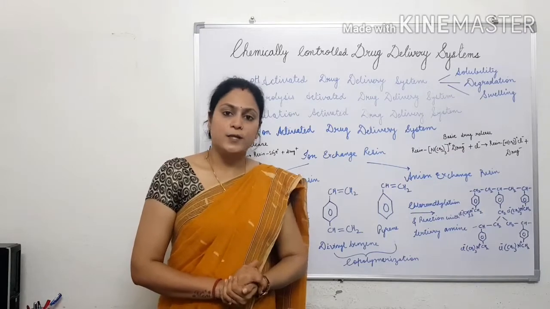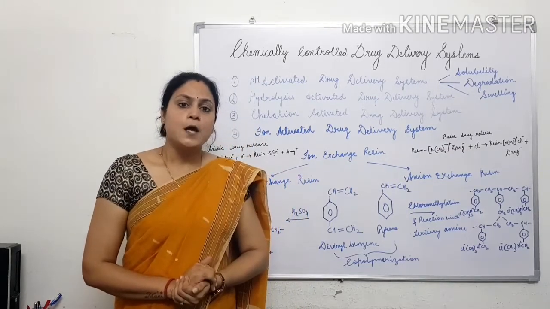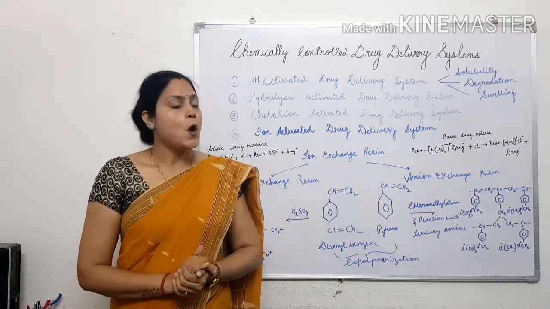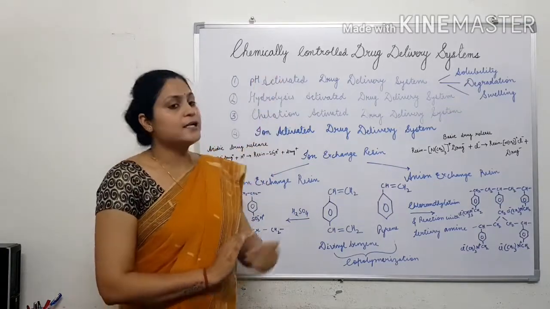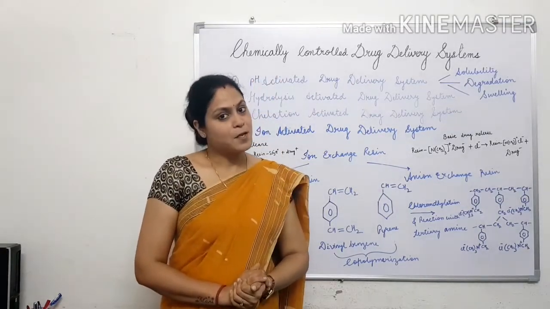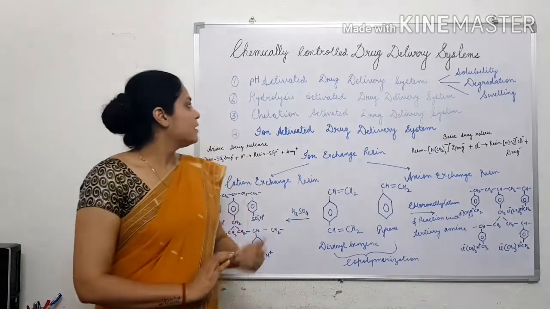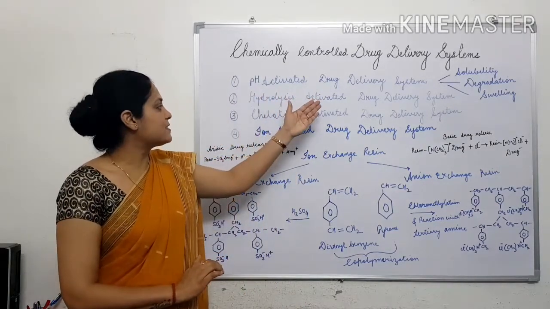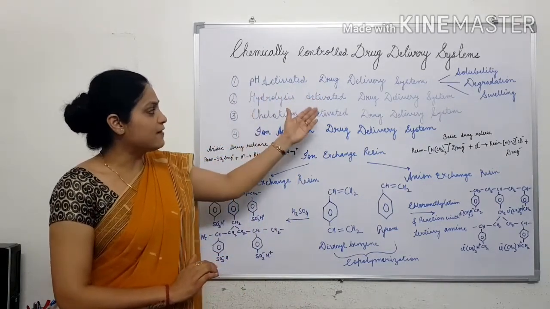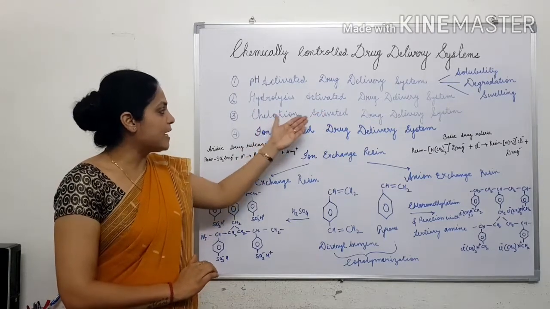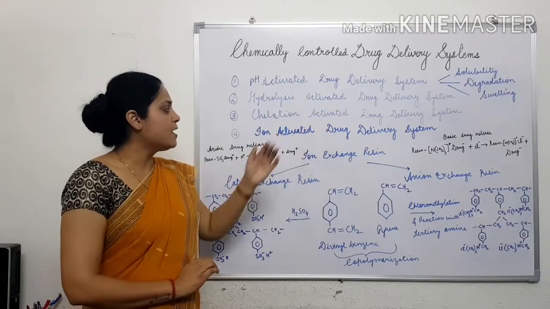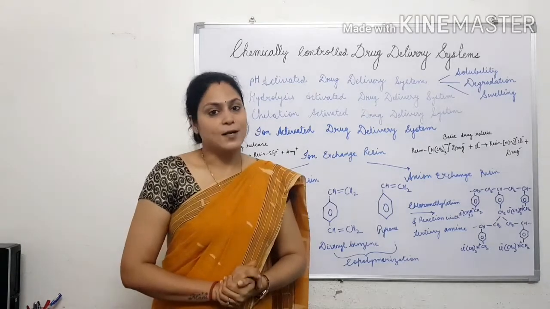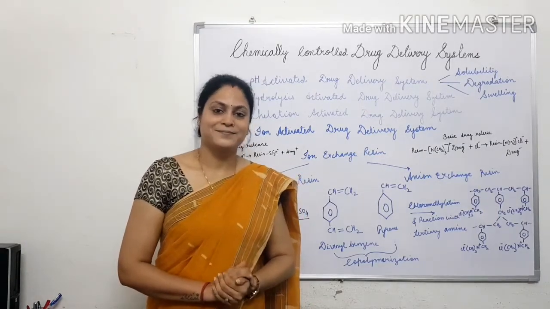So students, today we have completed our discussion on various types of chemically controlled drug delivery system, which are of 4 types: pH activated drug delivery system, hydrolysis activated drug delivery system, chelation activated drug delivery system, and ion activated drug delivery system. Thank you.